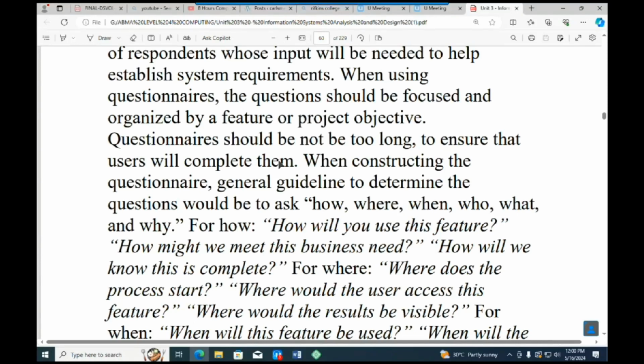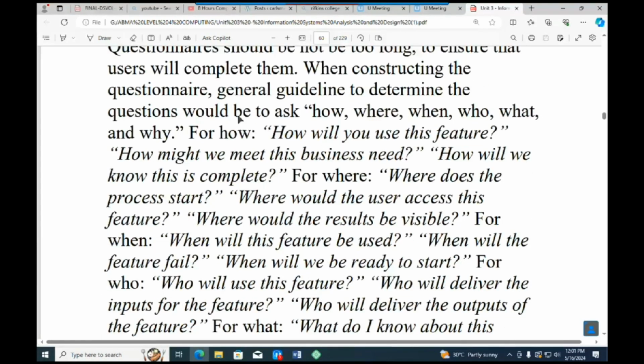Again, be aware that when you are making a questionnaire, you need to use the general guidelines to determine which questions are going to be asked. For example, how, where, when, who, what, and why. For how, questions like how will you use this feature? How might we meet this business need? How will we know this is complete?